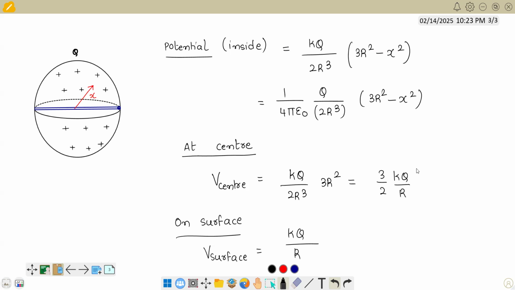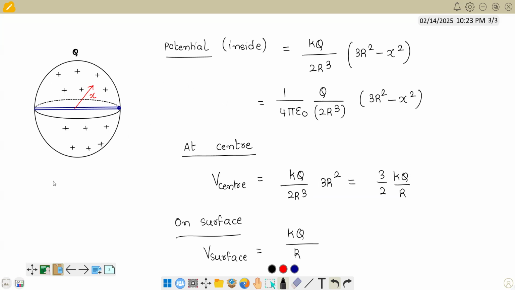Because 2r square by 2r cube would be kq by r. So if it is a positive charge, inside it is at high potential, outside it is at low potential, because inside the potential is 1.5 kq by r, and on the surface it is lower. Indirectly, what does it mean? If you have a positive charge coming towards it, it does not want to go inside. So anyway, these are the formulas for potential at the center and on the surface. These are very critical in solving this problem.